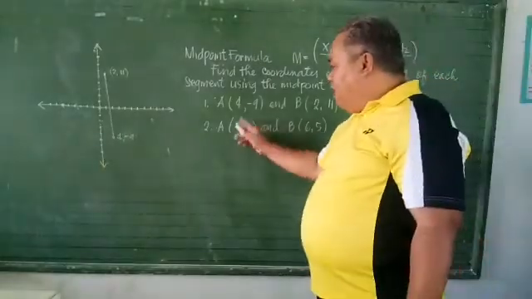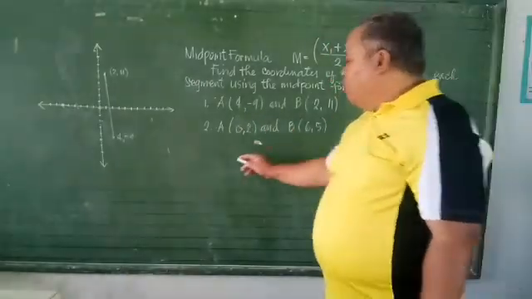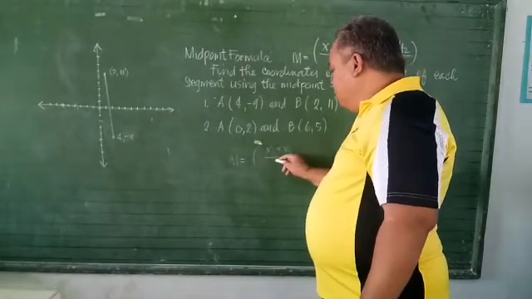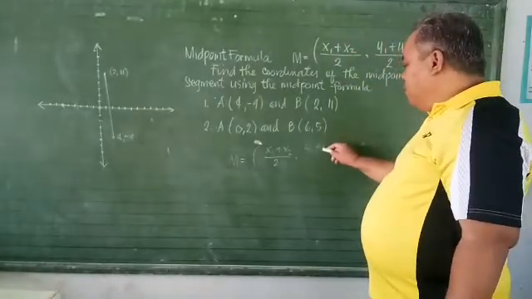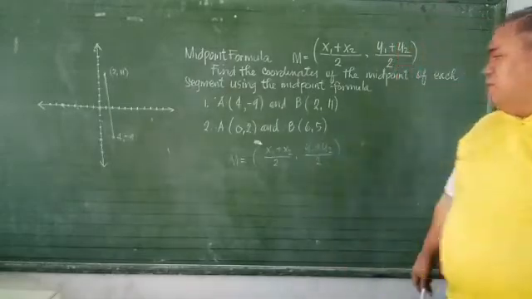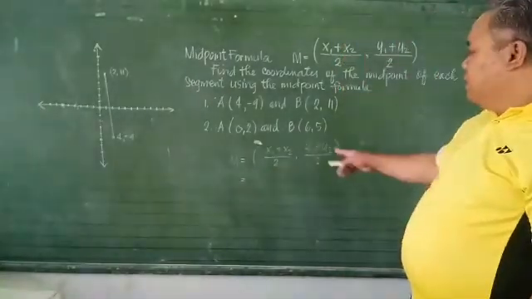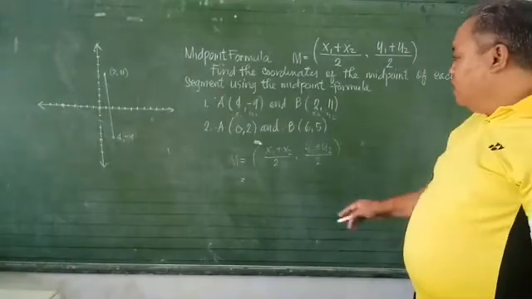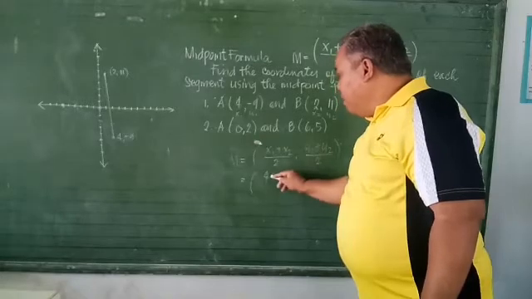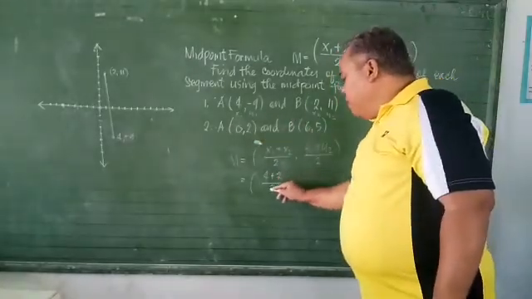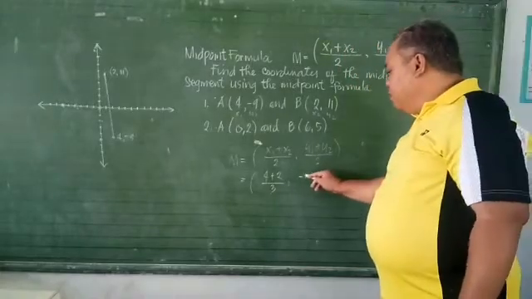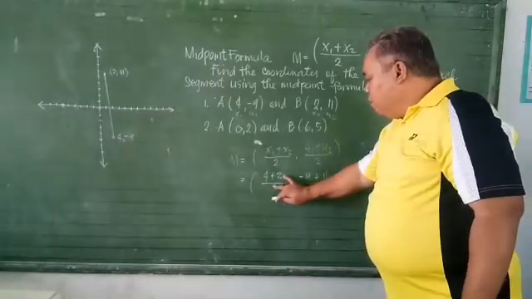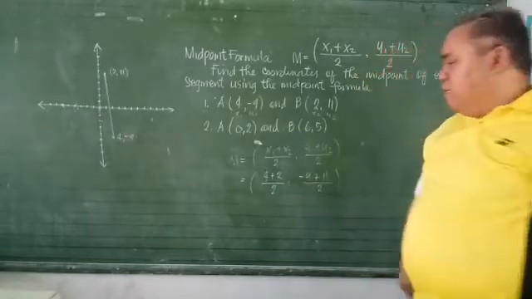So, let's solve for number 1. Let A be 4, negative 9, and B be 2, 11. So, the midpoint is equal to the quantity x sub 1 plus x sub 2 over 2, and y sub 1 plus y sub 2 over 2. Again, x sub 1, y sub 1, x sub 2, then y sub 2. Lagyan natin ng gano'n para di kayo mali. X sub 1 is 4, so 4 plus 2 over 2. Then y sub 1 is negative 9, negative 9 plus 11 all over 2. Sorry, distance eh.